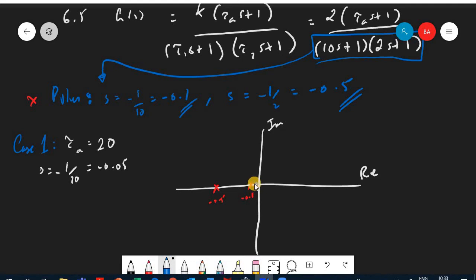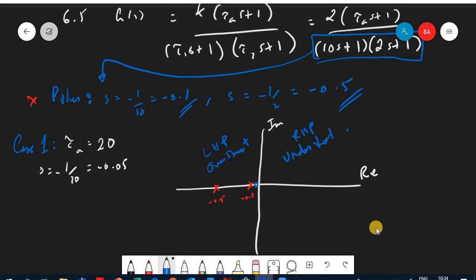So if the zero is dominant, that means there will be an overshoot because it's sitting on the left hand plane. So I will have an overshoot. This is the area in which, if the zero is dominant, you will have an overshoot. In the right hand plane, you will have an undershoot if it is dominant, of course. So in this case, it is dominant, we have an overshoot.